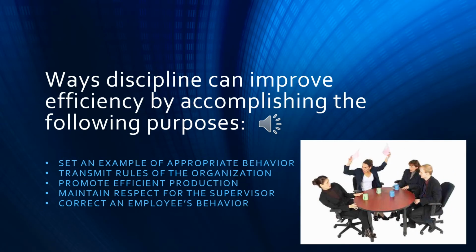Ways discipline can improve efficiency by accomplishing the following purposes. Set an example of appropriate behavior. Transmit rules of the organization. Promote efficient production. Maintain respect for the supervisor, and correct an employee's behavior.